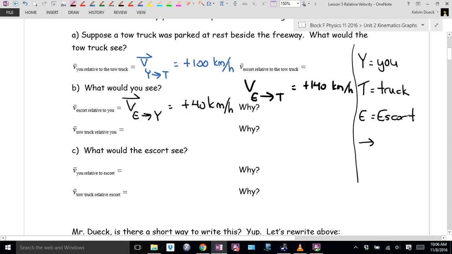We call that its relative velocity. Its relative velocity relative to you, positive 40. I wrote down here why. Are you okay with the explanation? We've been able to use our imagination. I'm not going to do a big English explanation.